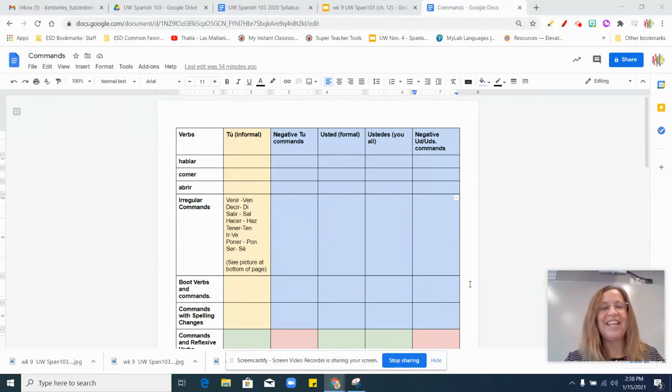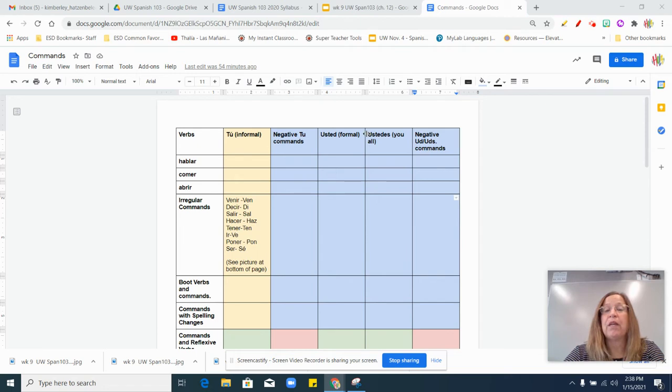Hola, estudiantes. Here, I want to show you how to make a command in Spanish. And what you have to distinguish when you're thinking about how to make a command is, is it a formal command? Are you talking to your brother, sister, friend? Then you're going to use the tú form.